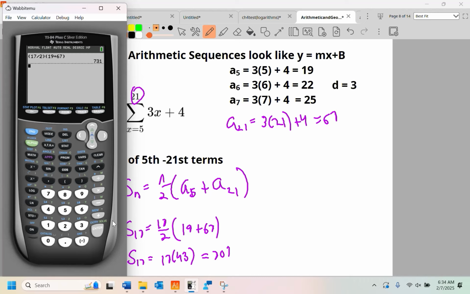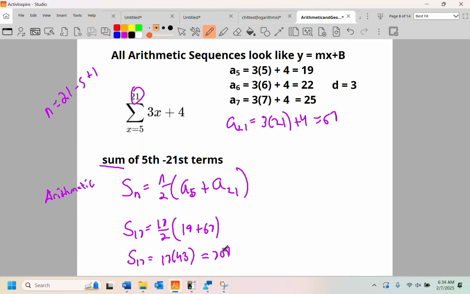Oh, I was wrong. There you go. See, mistakes happen. That's why I checked.